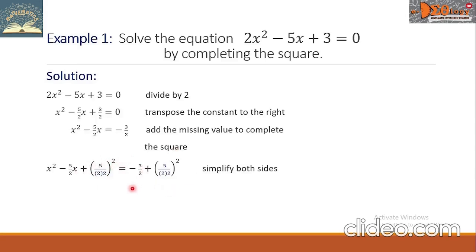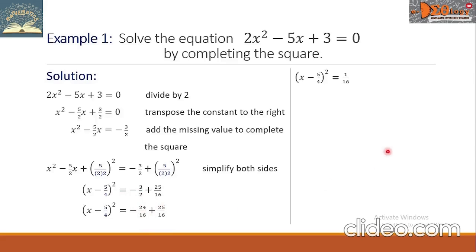Then we simplify both sides. The left side we factorize as x minus 5 over 4 with power 2 equals, we simplify the right side as negative 3 over 2, and this now becomes 25 over 16. We add the two fractions now. Considering the LCD, the negative 3 over 2 becomes negative 24 over 16. Now we can simplify the right side as positive 1 over 16.